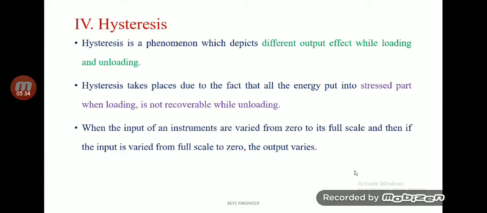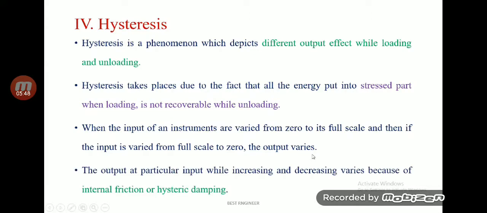When the input of an instrument is varied from 0 to full scale, and then varied from full scale to 0, the output varies. The output at a particular input while increasing and decreasing varies because of internal friction or hysteretic damping. Hysteresis is nothing but the output varying while loading and unloading.